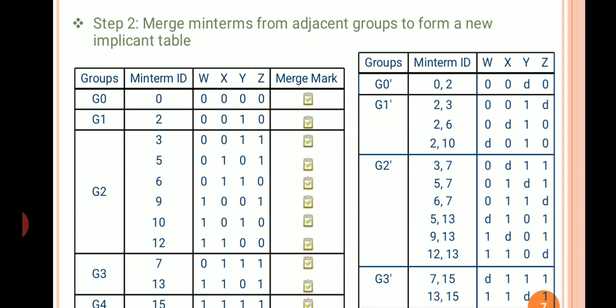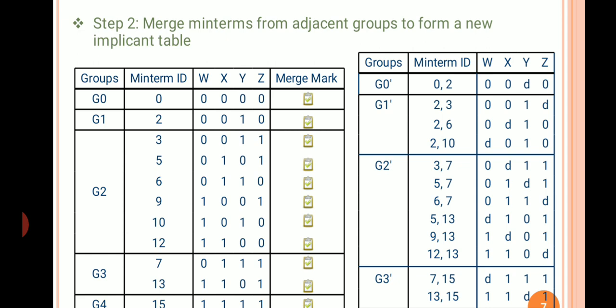The min term IDs are the min terms which are grouped together, that is 0 and 2. And for W, X, Y, Z, W is constant, that is 0, X is constant 0 and Z is constant 0. Y is D, that is, either you put a dash or you put D. This is not the don't care as we have studied previously. This is only the dash or D, or you can say the variable is eliminated.